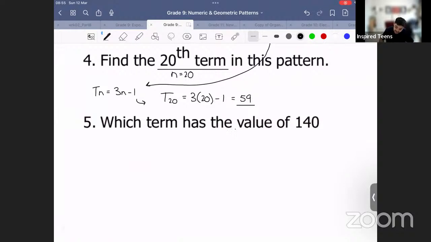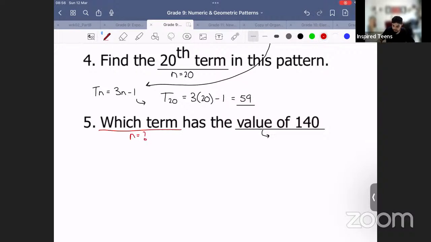Which term has a value of 140? So now tell me, have they given me n or have they given me tn? Remember, n is the term number, tn is the value of the term. Do I have n or do I have tn? Correct, right? I'm glad we're all on the same page. So now we are given tn. They're asking which term, what is n, basically.